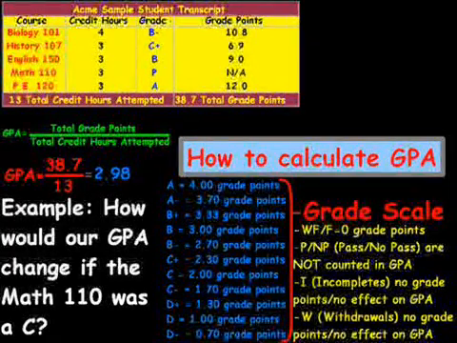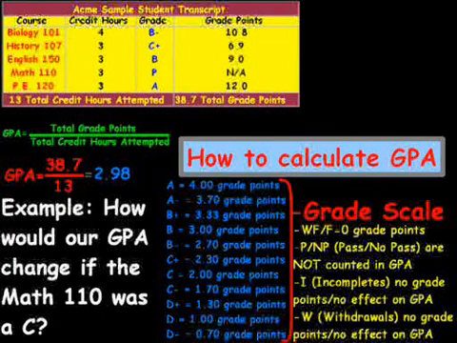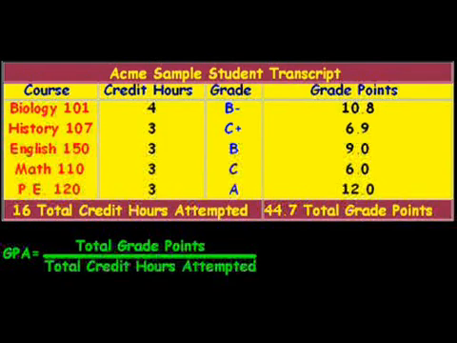Let's say, for example, and I've got that white below here, how would our GPA change if the Math 110 class, instead of a pass, no pass, we took it and we got a C. Well, let's go back. See here, a C is 2 grade points. We're going to add that in the math portion there. Now we've changed that to a C, so 3 times C, which is 2, is 6, so we have 6 grade points there.